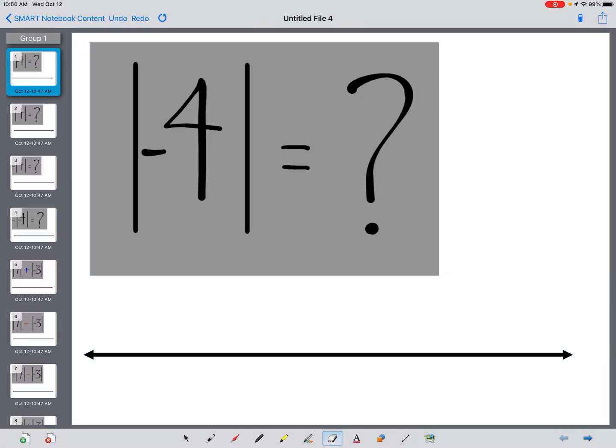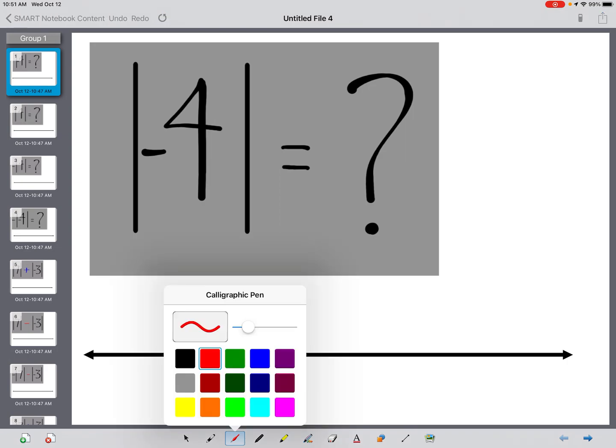We're going to talk about absolute value, and when you see bars around your number like this, those bars are asking you to tell the absolute value of the number inside the bars. So the number inside is -4. Now, absolute value means the distance, or how many units that number is away from 0.